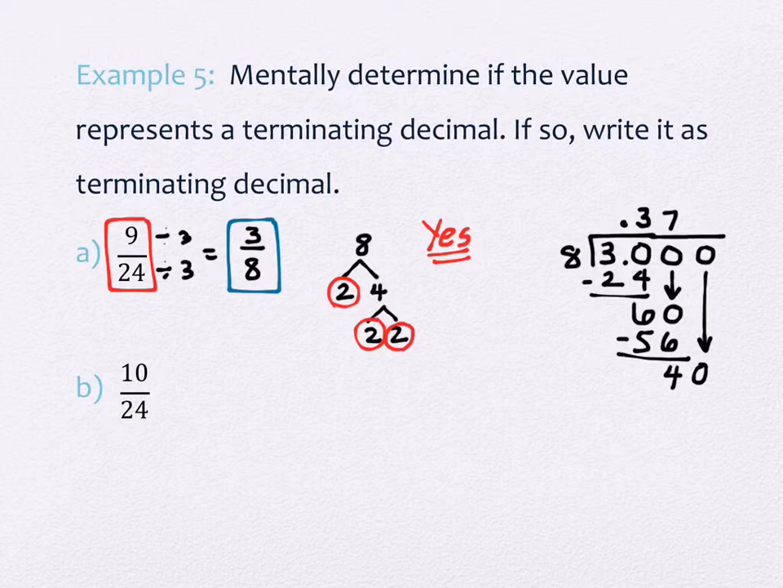40. 8 goes into 40 how many times? 5. 5 times 8 is? 40. And there's that remainder of 0 that I was looking for, right? So now I am finished. And the answer, if I've written it out as I went, is right here.